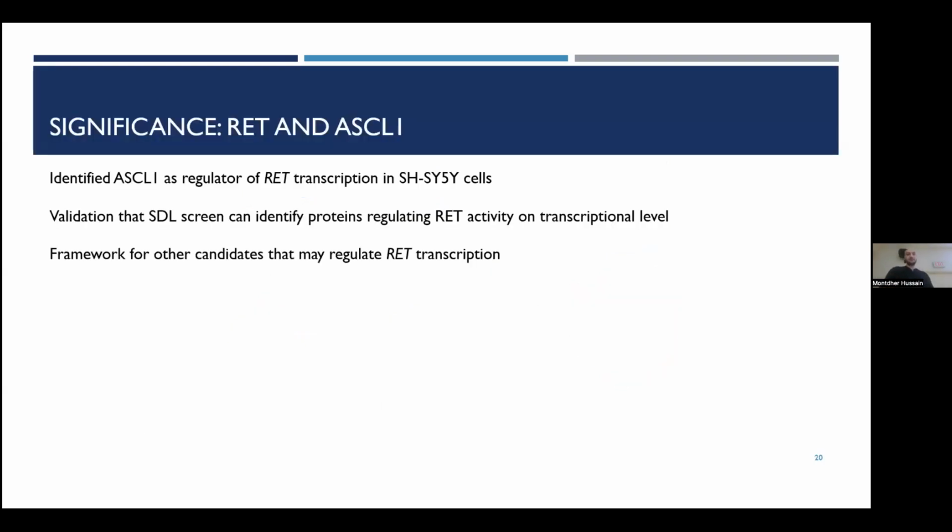And so I've identified ASCL1 as a regulator of RET transcription in our model system. This provides important validation that the SDL screen can actually identify transcriptional regulators of RET. And so it provides a nice framework for identifying other candidates from our screen that may be important for regulating RET transcription.